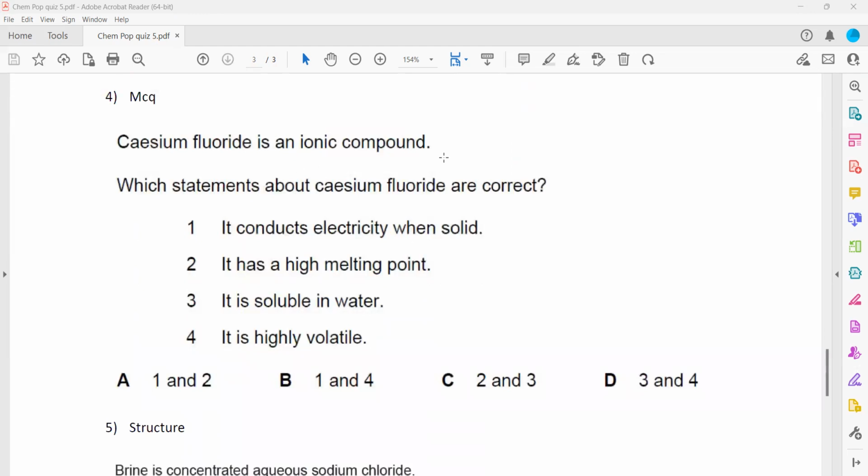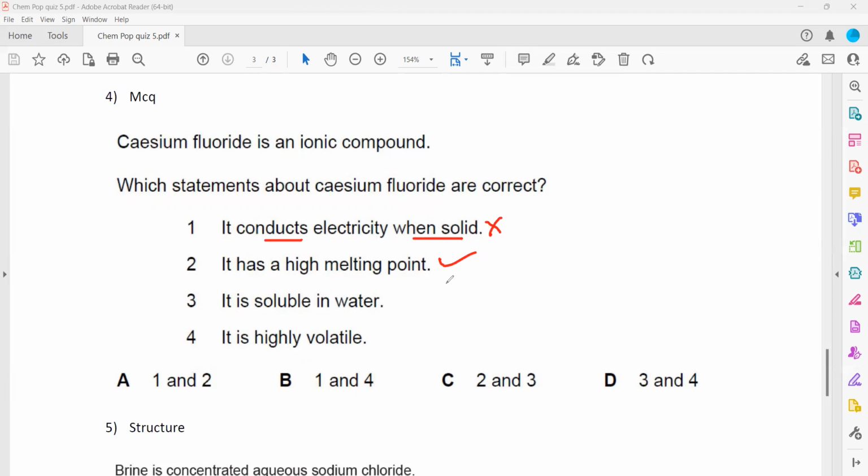In question 4, cesium fluoride is an ionic compound. Which statements are correct for cesium fluoride? It conducts electricity when solid. That is wrong. Ionic compound can only conduct electricity in molten or aqueous. It has a high melting point. That's true. Ionic compounds should have a high melting point.